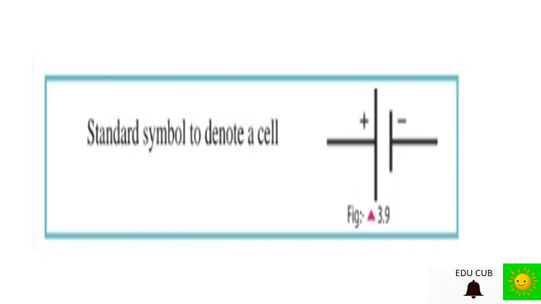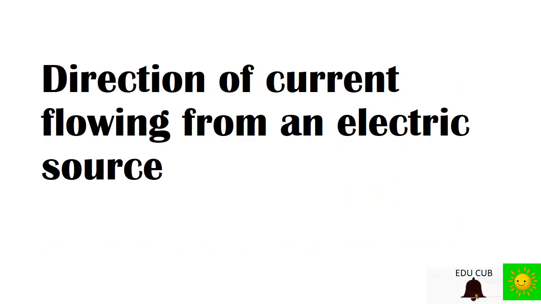This is the standard symbol to denote a cell. You can see horizontal and vertical, two types of lines here. Horizontal lines are wires. The long vertical line is here for the positive terminal. The short vertical line is for the negative terminal.